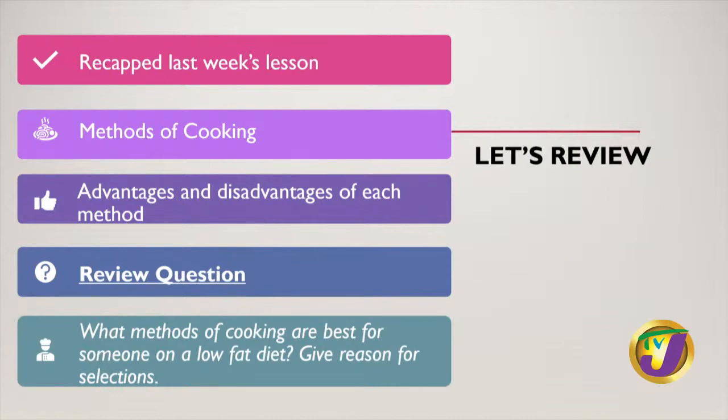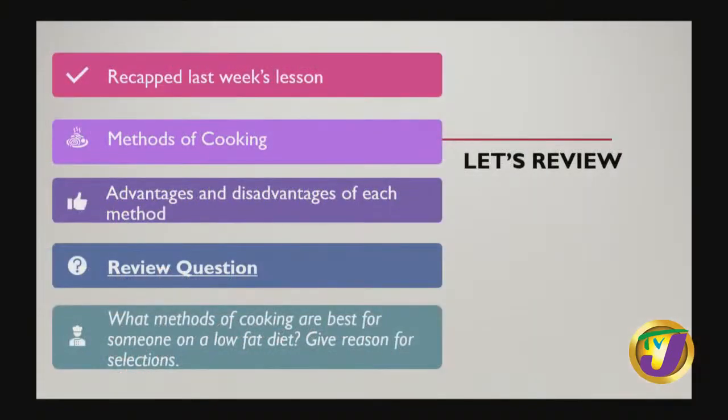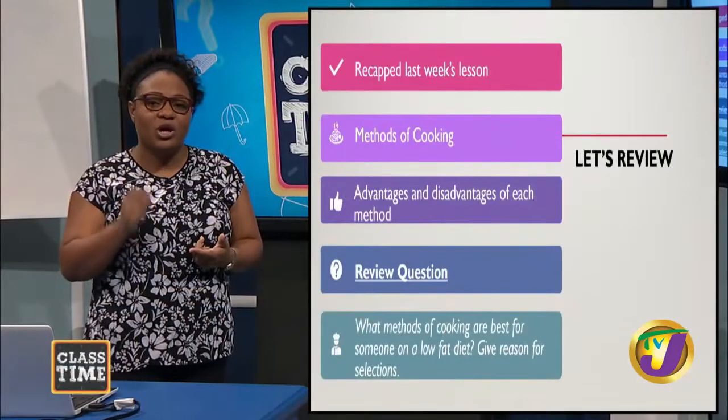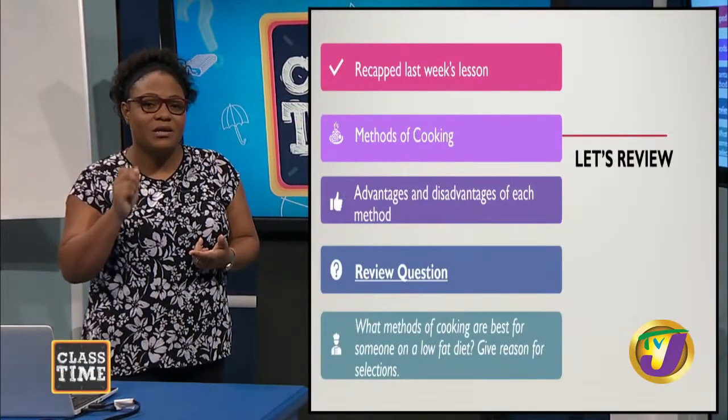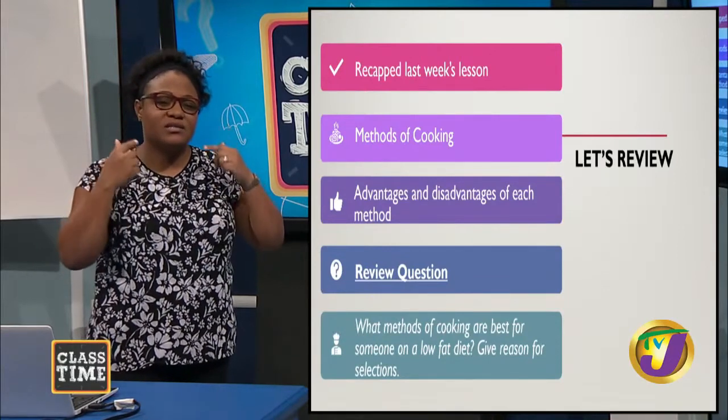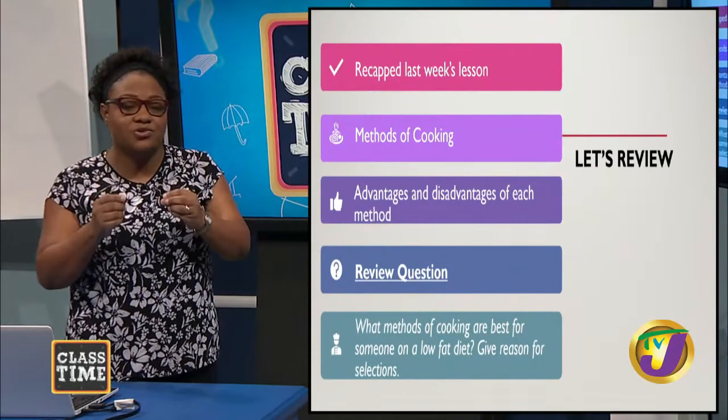Now we're going to look at this review question at the end to just kind of tie the whole lesson together. So the question reads, what methods of cooking are best for someone on a low-fat diet? And you're to give reason for your selection. Before we actually proceed to answer this question, you need to look at some key terms: what methods of cooking, low-fat diet, and give reasons. Every time you approach a question, please underline key terms. It kind of gives you a sense as to how you're going to approach answering your question.